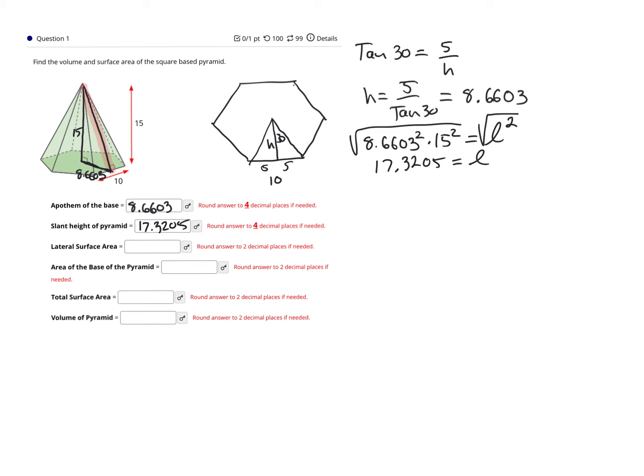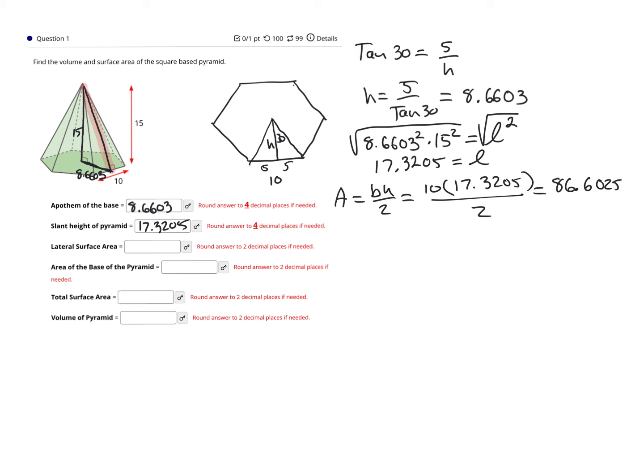Now that we have the slant height, we can find the lateral surface area. To find the lateral surface area, we need to find the area of one of the faces that is a triangle, one of the lateral faces. Since it's a triangle, we know that's base times height divided by 2. The base of the triangle is 10. The height is the slant height that we just found, which is 17.3205, and then divide that by 2.